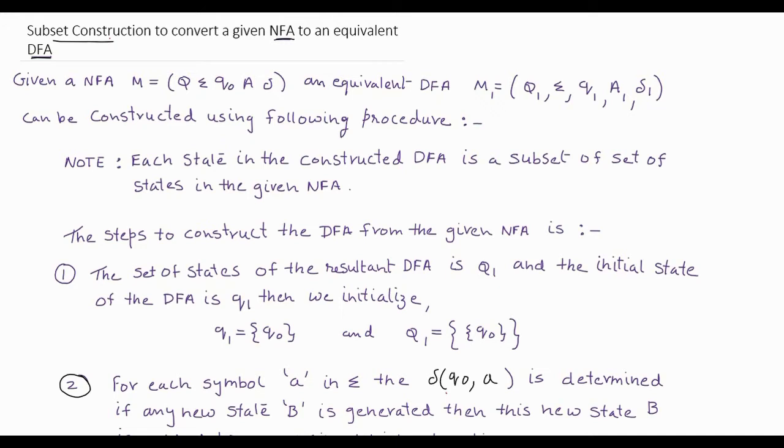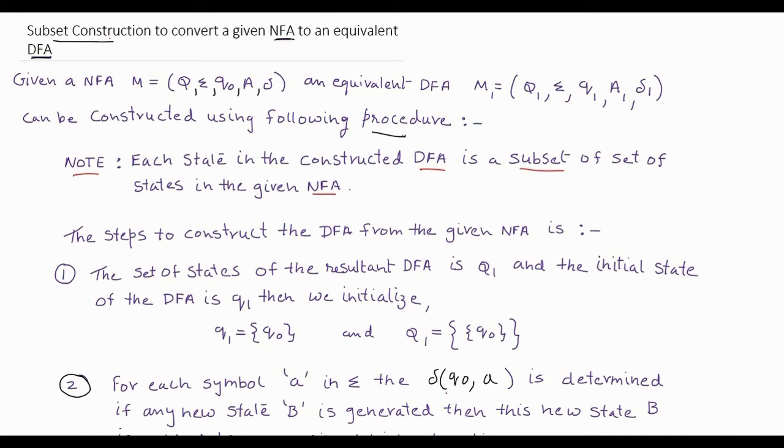So suppose M = (Q, Σ, q0, A, δ), let this be the given NFA. Then the equivalent DFA M1 = (Q1, Σ, q1, A1, δ1) can be constructed using the following procedure. Now the procedure is very simple. Before we proceed, please note that each state in the constructed DFA is a subset of the set of states in the given NFA.